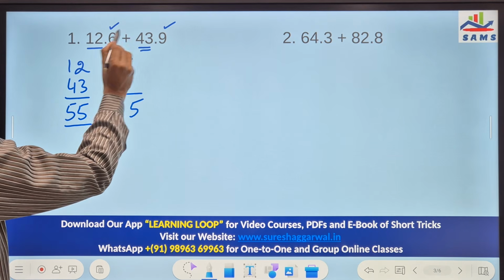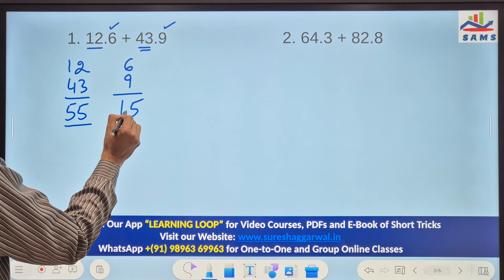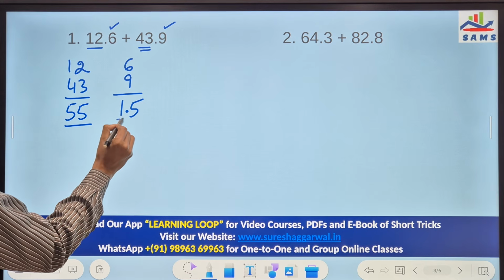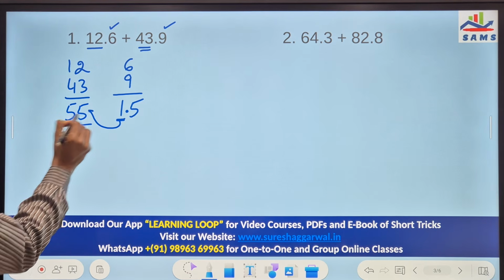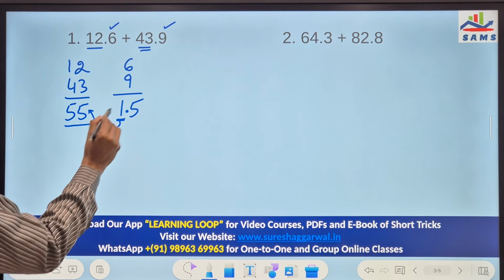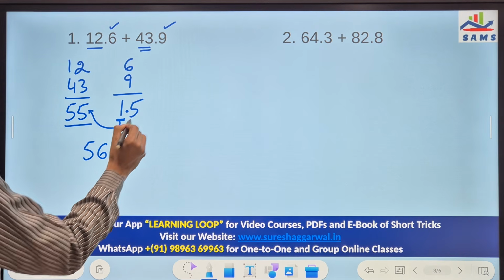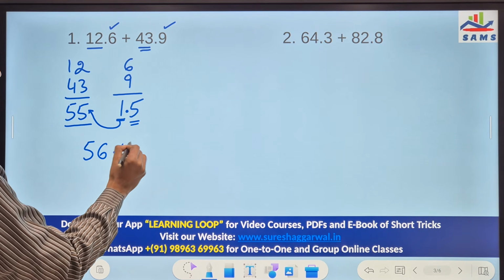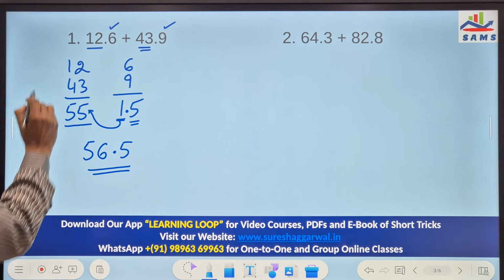But since we have a single digit after decimal, you will be putting a decimal here, and this whole number part will be added to the whole number part here. So 55 plus 1, 56, and then the 0.5 retains its place, giving you 56.5 as the answer.